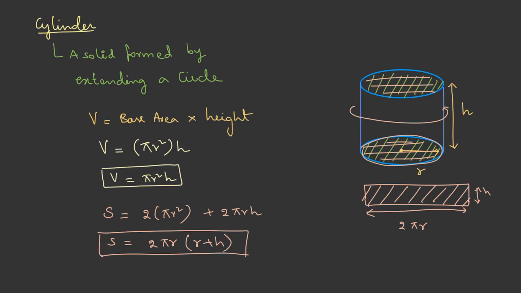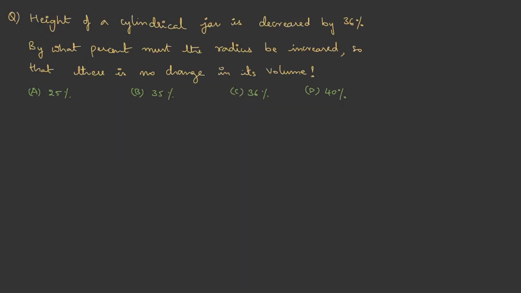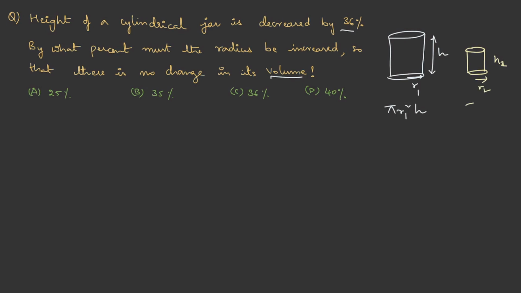Based on this, let's do a small question. The height of a cylindrical jar is decreased by 36%. By what percent must the radius be increased so that there is no change in its volume? There is a cylinder with radius r1 and height h, and the volume I can write as pi r1 square h. For the second one, the height has been decreased, so instead of h it could be h2, with some radius r2. So this volume will be pi r2 square h2.